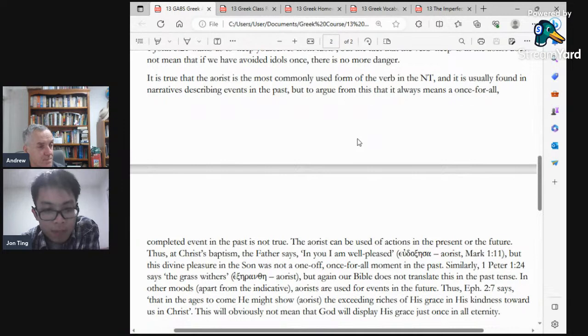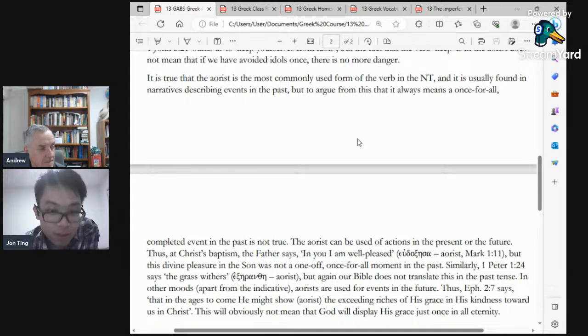Thus, at Christ's baptism, the Father says, "In you I am well pleased." That's eudoxotha, which is in aorist in Mark 1:11. But this divine pleasure in the Son was not a one-off, once-for-all moment in the past. Similarly, 1 Peter 1:24 says the grass withers. That's exeranthi, another aorist. But again, our Bible doesn't translate this in the past tense.